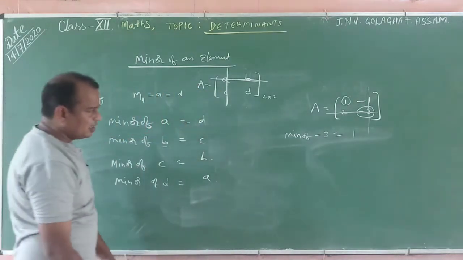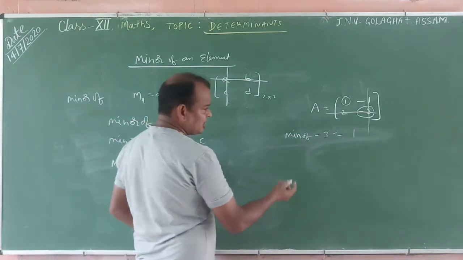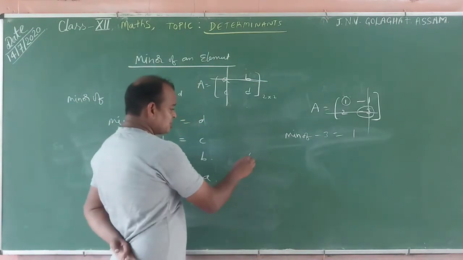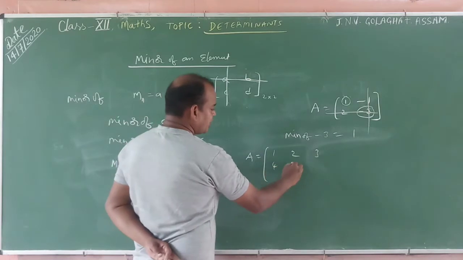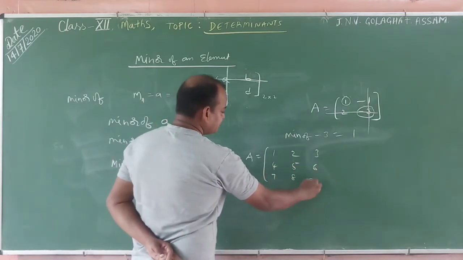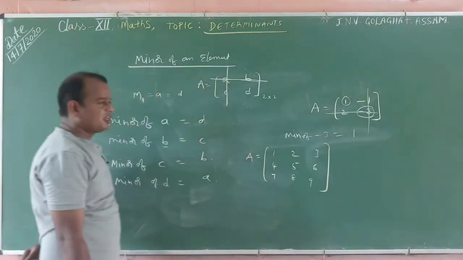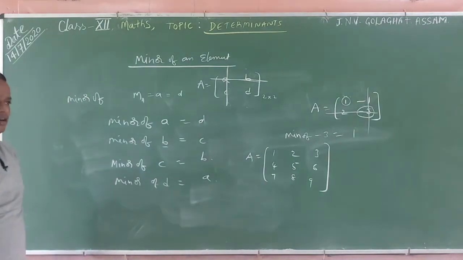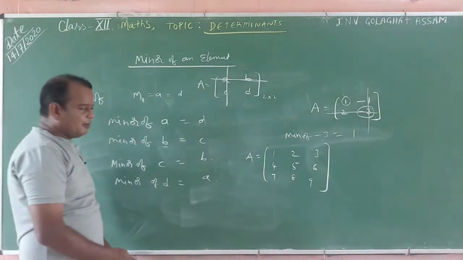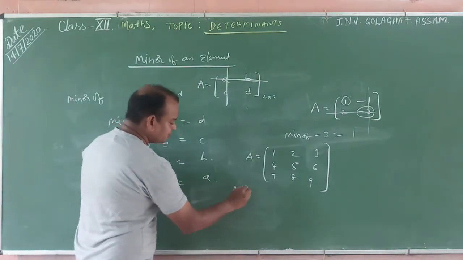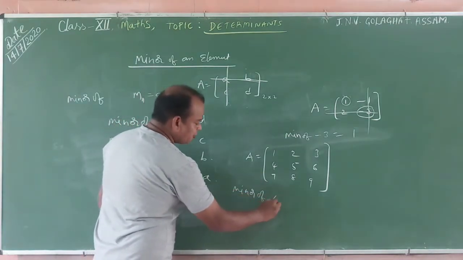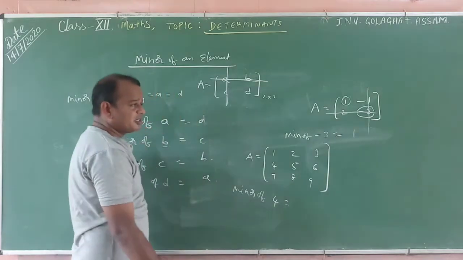Perhaps we will take a 3 by 3 matrix. What about the minor? For suppose A is equal to 1, 2, 3, 4, 5, 6, 7, 8, 9. Whatever it may be, this is a 3 by 3 matrix. Now find the minor of an element. We can find the minor of any element. For suppose, find the minor of 4. What is the definition?